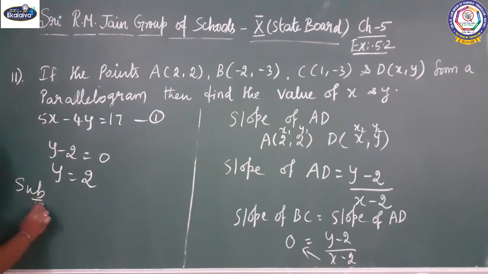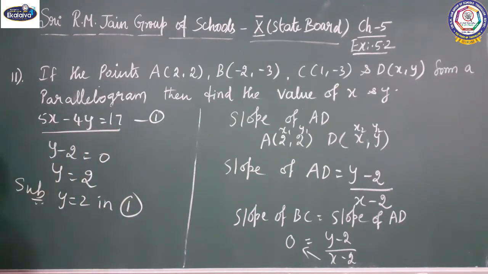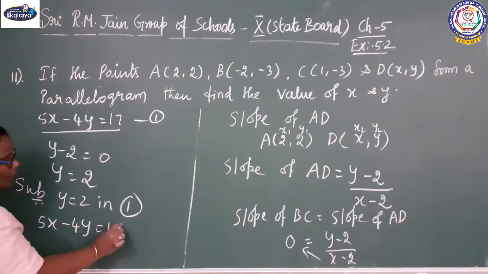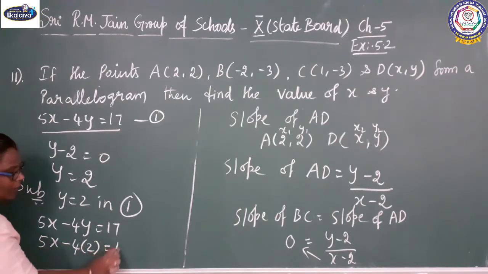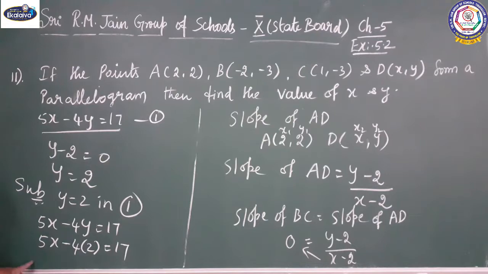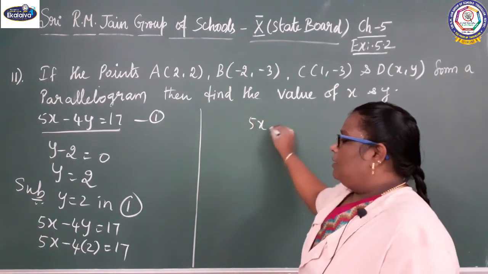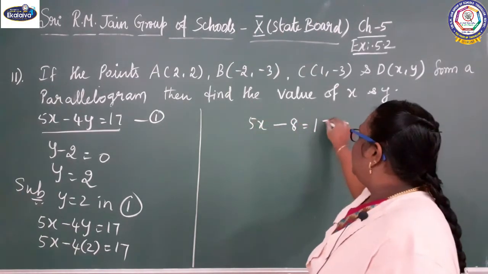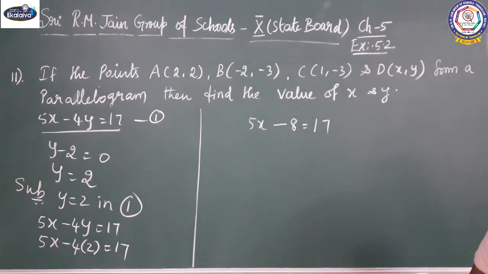Substitute y equal to 2 in the first equation. What is the first equation? 5x minus 4y equal to 17. 5x minus 4 into 2 equal to 17. 5x minus 8 equal to 17.